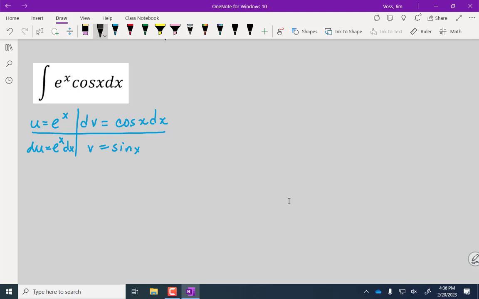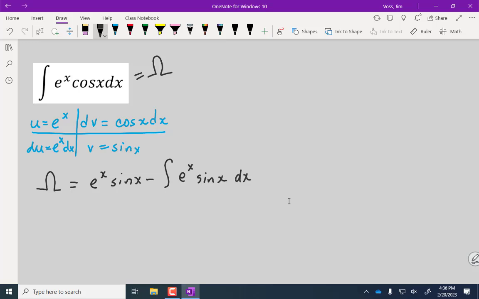So we are going to call this integral omega, or whatever your favorite letter is. So omega will equal uv minus the integral of v du. Isn't it amazing how much easier it is without a bunch of coefficients?